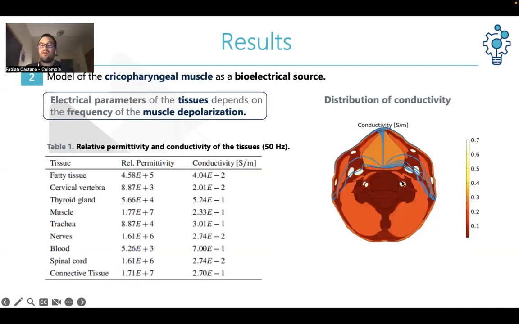With this information, we can figure out how much energy we need to provide for electrodes that are disposed on the surface to interact with the muscle that we need to stimulate to produce the recovery or the treatment in the swallowing process.